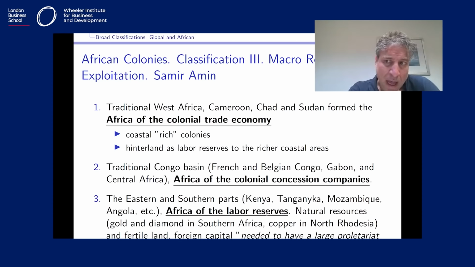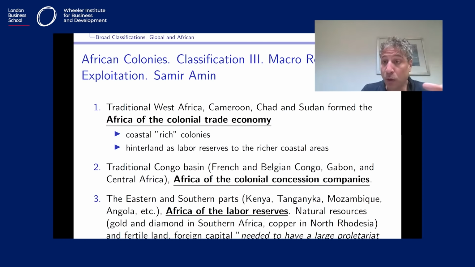Now, perhaps zooming more into Africa, a very influential conjecture, actually I would say not in economics, but in African studies and policy science, comes from an Egyptian Marxist political scientist and economist, Samir Amin, who roughly categorized colonial Africa into three broad categories.